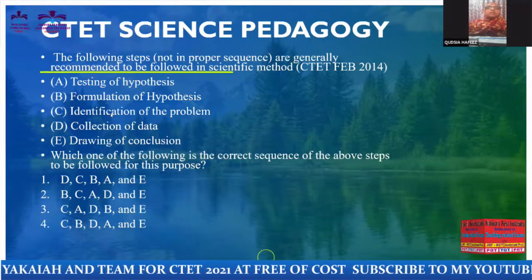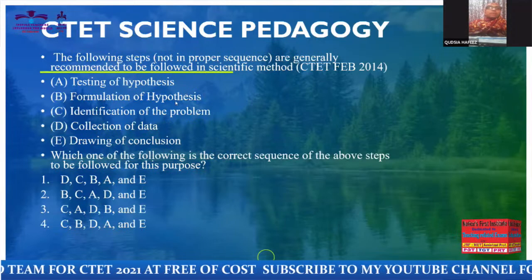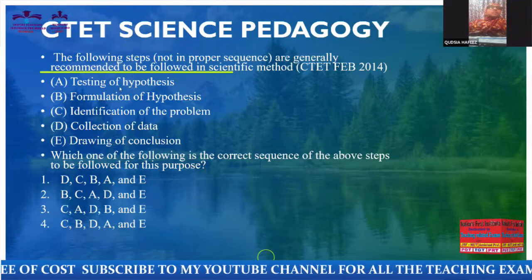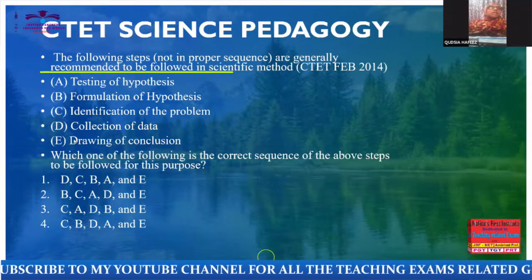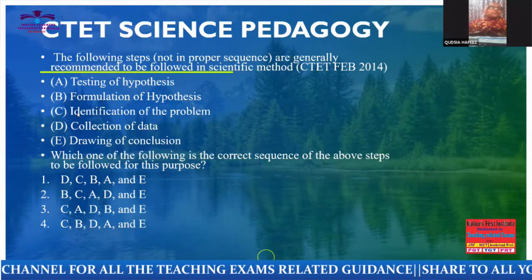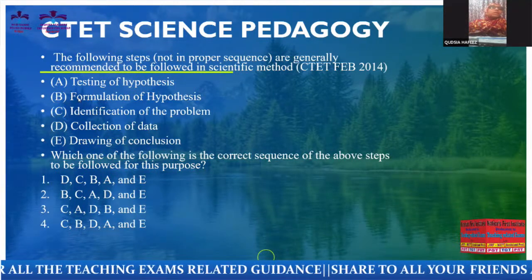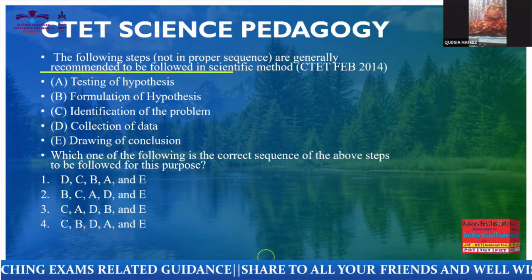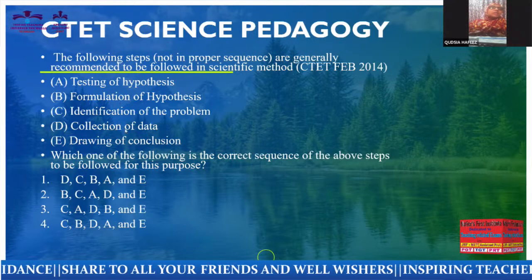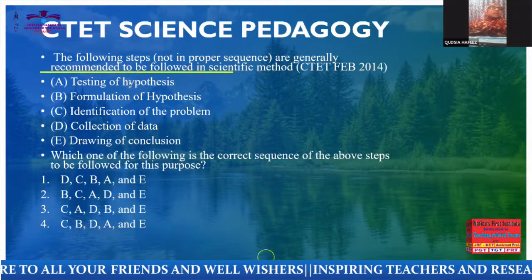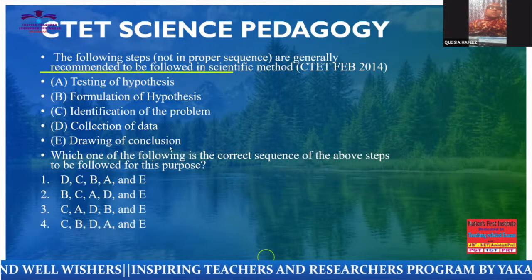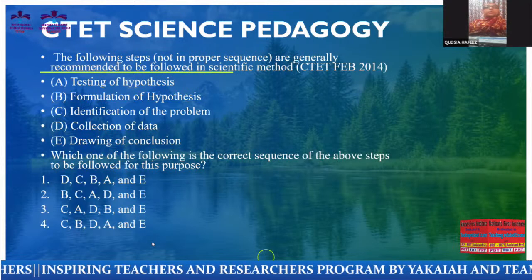C is identification of the problem. B, formulation of hypothesis. D, is collection of data, and A, testing of hypothesis, then E is drawing of conclusion. Yes. So first is identification of the problem, then B is formulation of the hypothesis. Upon the hypothesis, we are collecting the data, D, and then we are testing the hypothesis, A. Once we test, we come to a conclusion, that is E. Okay, so fourth option is the right option.